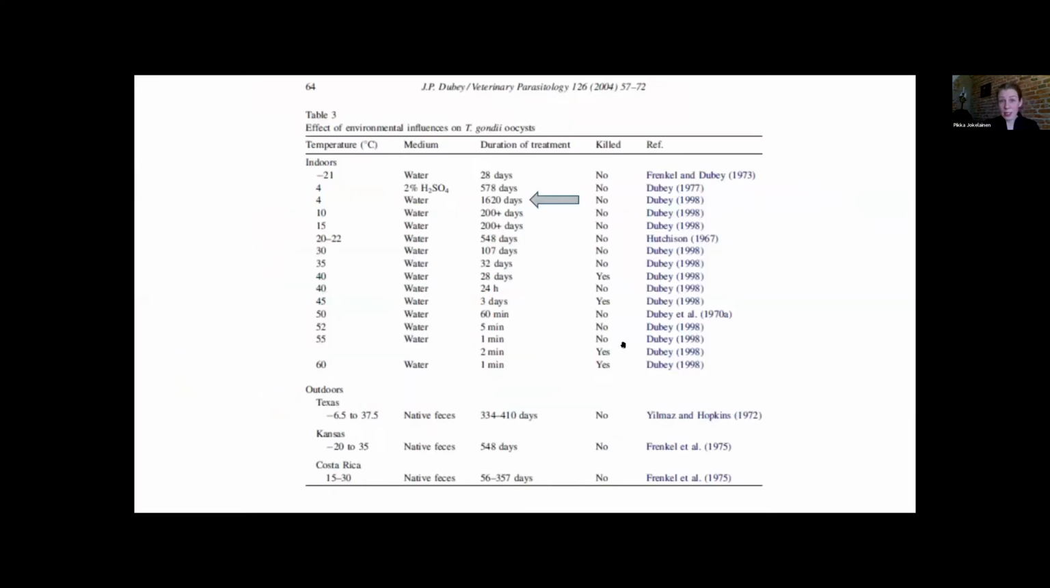And there I would like to emphasize how impressively resistant they are in the environment. This is just one table from Dubey's article, where there is an arrow pointing to one number. This was Toxoplasma gondii sporulated oocysts kept at +4 degrees Celsius in water for more than 4 years, and they were still infective. So as soon as the oocysts are out there in the environment, it's a long-term contamination of the environment, and it can contaminate water or food or gardens or whatever, children's play yards.